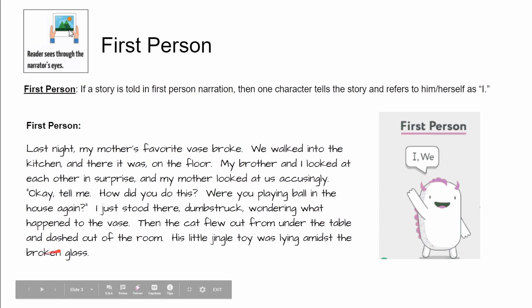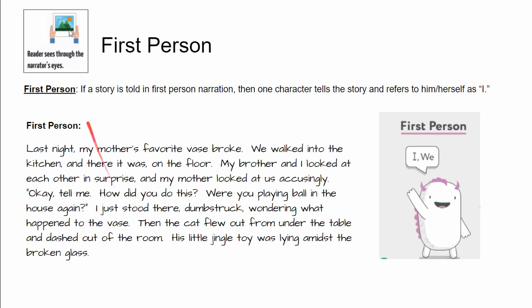So this story is being told from one of the brothers in the story. And he's using pronouns like I because he's in the story and these things are happening to him. If we look at this picture up here, it's like we're seeing through the narrator's eyes. We're looking at this picture. We can see right through the narrator's eyes and what's going on around them.